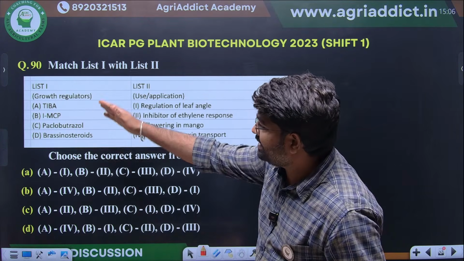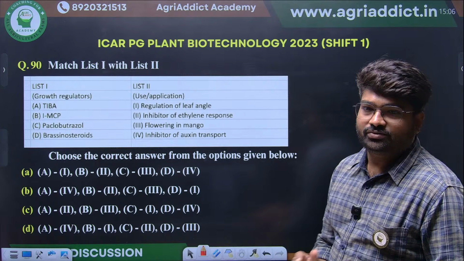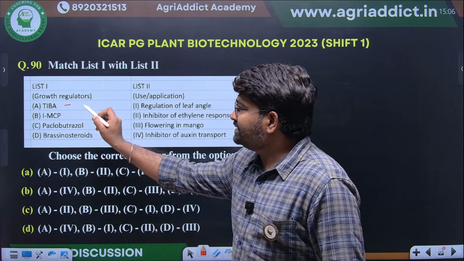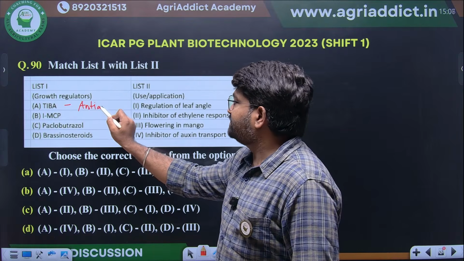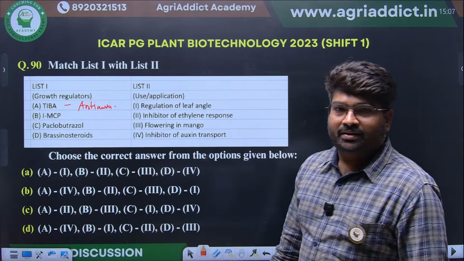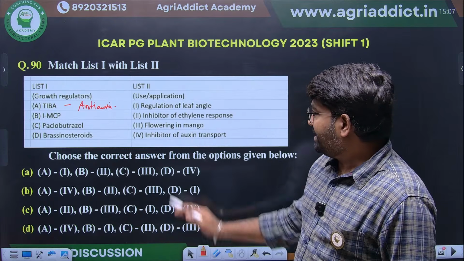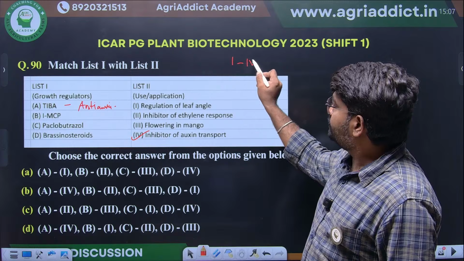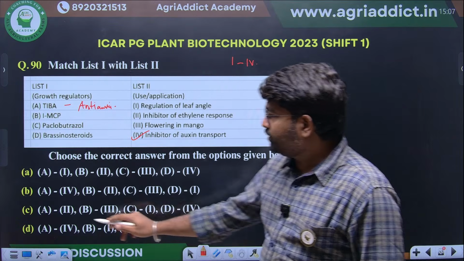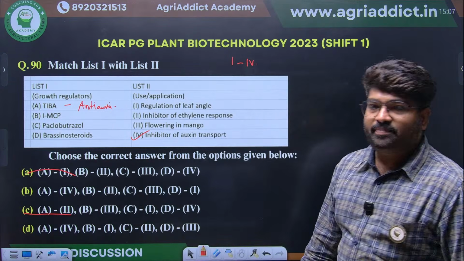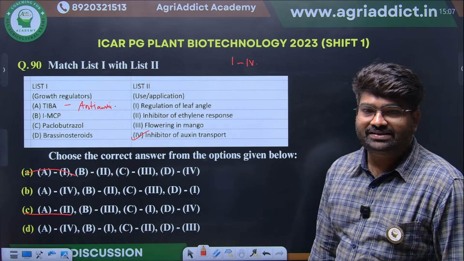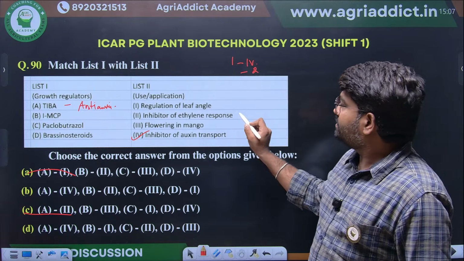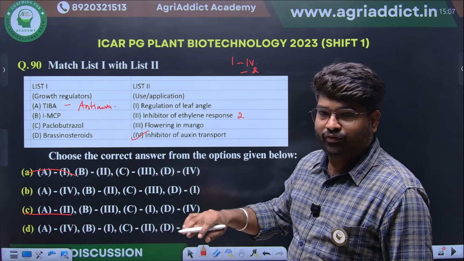Then here they have given a question from plant hormones. They have given different inhibitors, then they are asking to match. Match TIBA. TIBA is what? It's an antioxidant. This we know. It's an antioxidant or auxin inhibitor. TIBA is an inhibitor of auxin. So 1 will come option 4. Okay, 2 things it's coming. MCP. MCP is what? It's an ethylene inhibitor. This we already saw. Yes. MCP is an ethylene inhibitor. 2. Okay. Already the answer came: 4, 2, 3, 1.